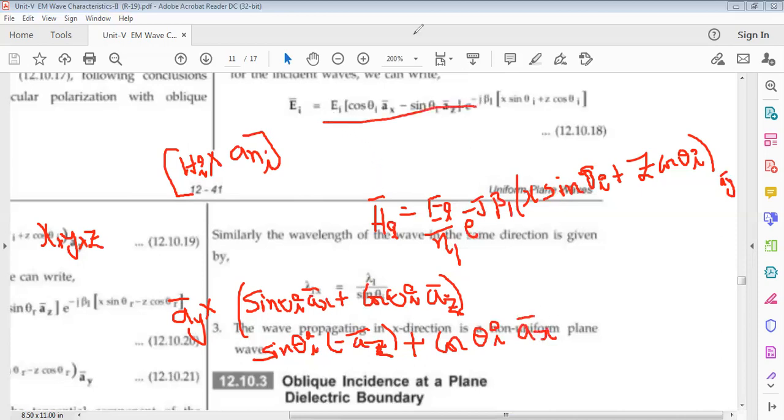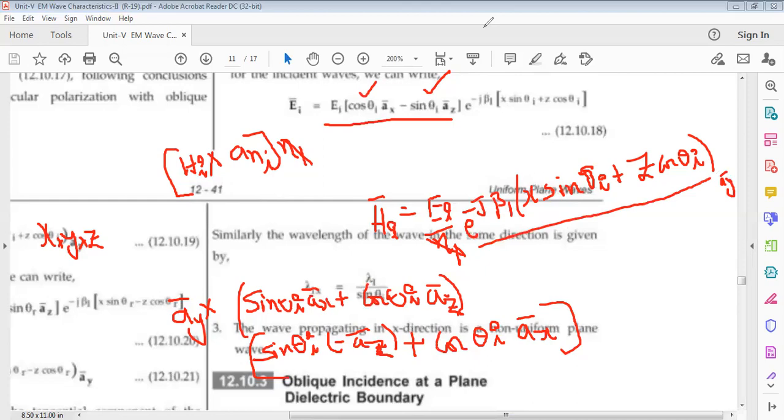See here, we got the same function. EI is already multiplied with eta 1 also, so eta 1 and eta 1 get cancelled. EI into sine theta I minus AZ bar and cos theta I into AX bar, and the whole is multiplied with this function e power minus j beta 1 x sine theta I plus z cos theta. With this confusion we have HI cross ANI, or ANI cross HI, a little bit of confusion.